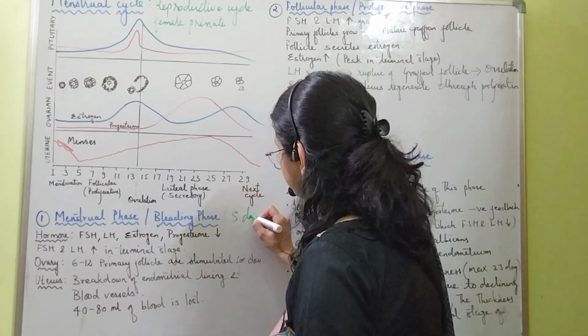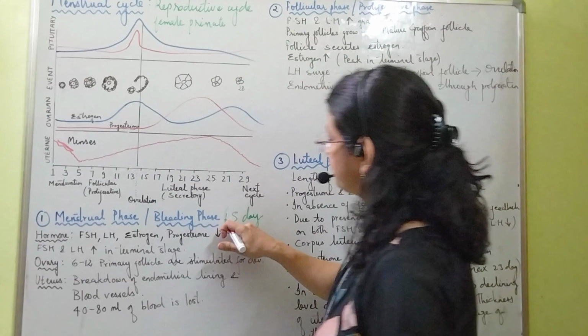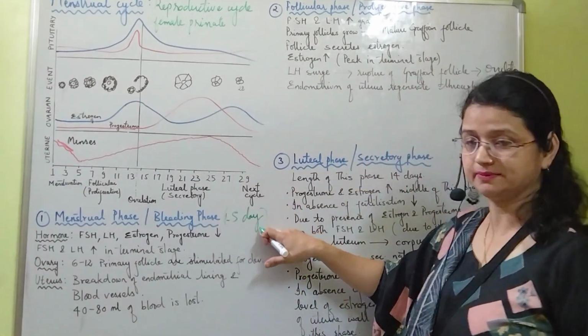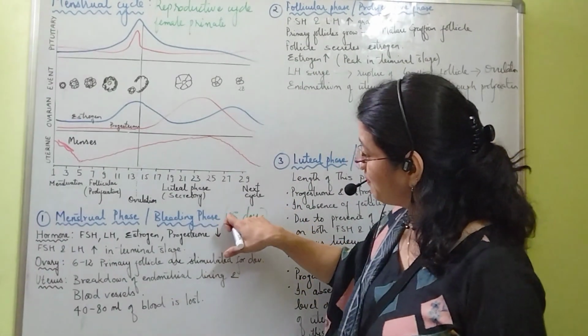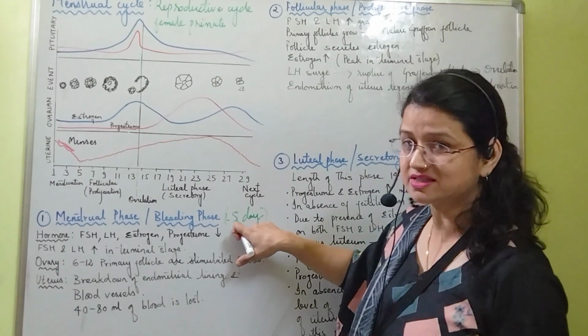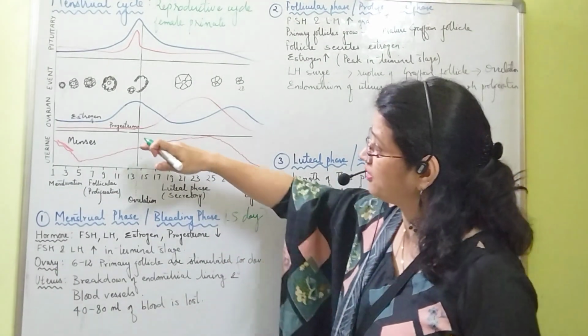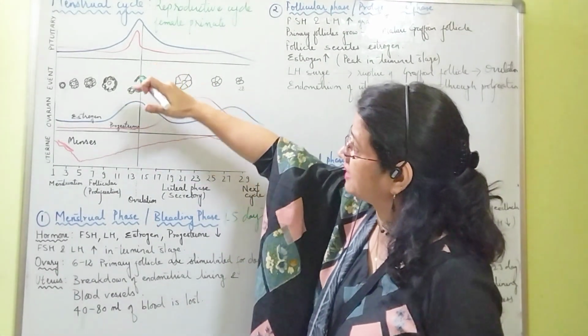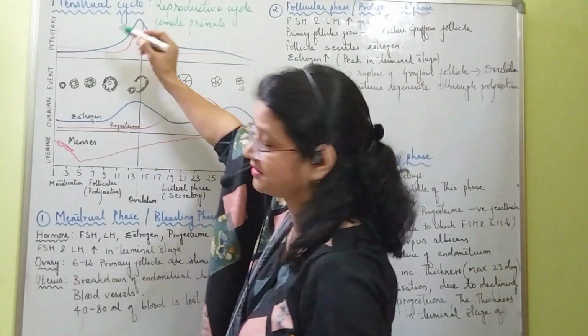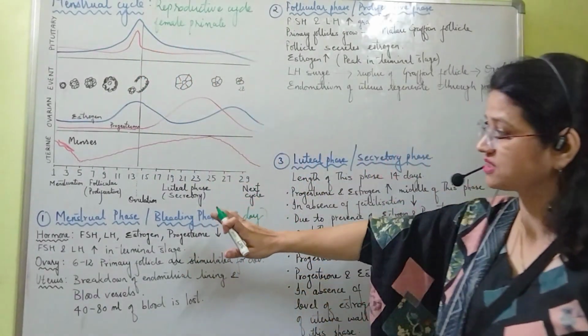5 days. If we start the cycle from the 1st day, it will be from the 1st to the 5th day. Clear? When it is at the terminal stage, what will happen? The level of the hormones FSH and LH will start increasing. Clear? So this was about the menstrual phase.